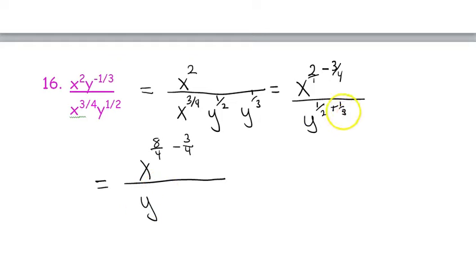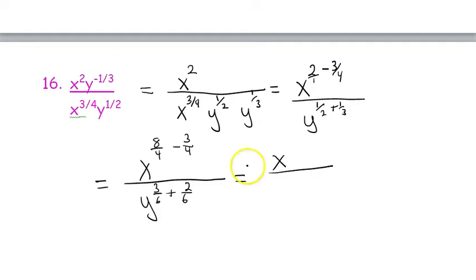On the bottom, this is the first time in these examples I have to get an actual common denominator that's not one that's already there. So between 2 and 3, that common denominator would be 6. I had to multiply 2 times 3 to get that, so I need to multiply 1 times 3. And then I had to multiply 3 times 2, so I need to multiply 1 times 2.